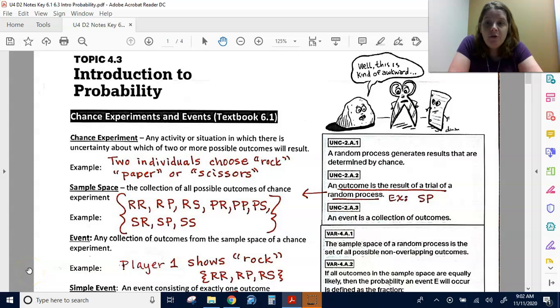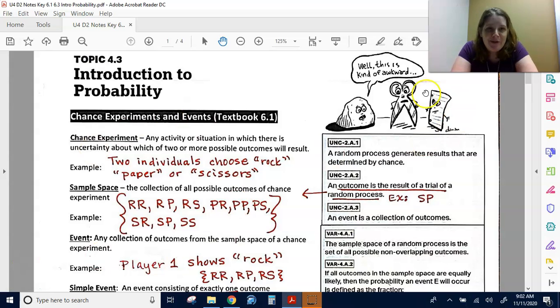Good morning. I just want to do a quick walkthrough of the notes for all my quarantine students who are out there. This is section 6.1 and 6.3 in your textbook, and it's basically section 4.3 for the College Board units. All right. So when we're talking about probability, there's some vocabulary you need to know.